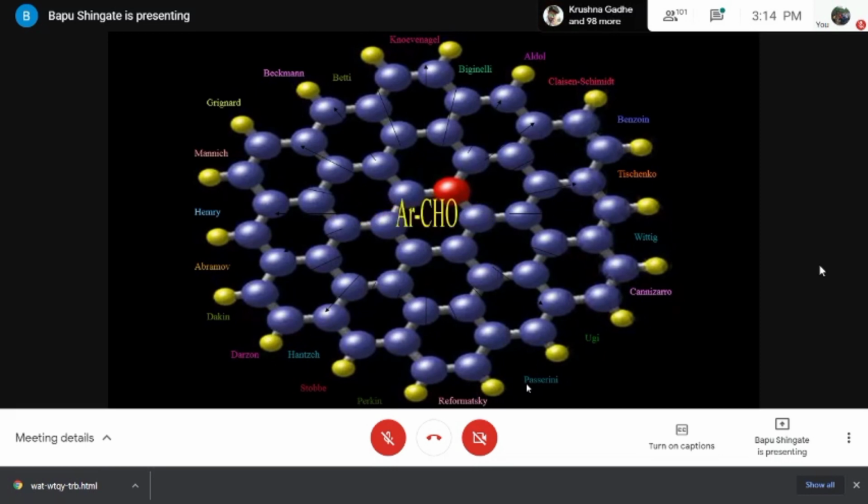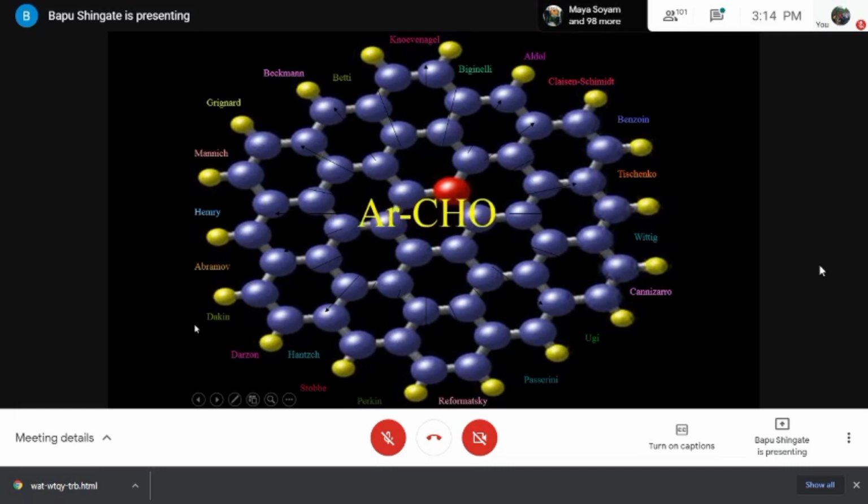That particular aromatic aldehyde can be used for many reactions. Just to discuss one reaction, the Perkin condensation reaction: aromatic aldehyde with acetic anhydride in presence of sodium acetate gives cinnamic acid. This particular reaction requires an aromatic aldehyde. Other reactions we know are Stobbe condensation, Hantzsch dihydropyridine synthesis, then Darzens glycidic ester condensation reaction.